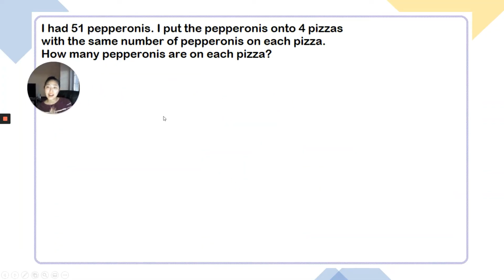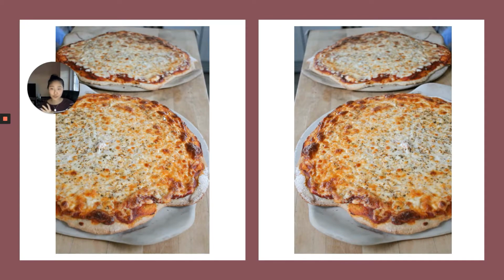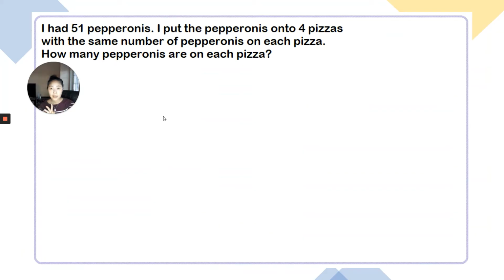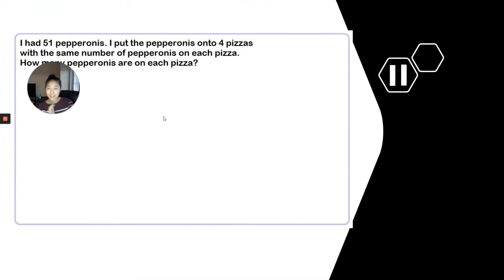So, I had 51 pepperonis, and I'm trying to put that onto 4 pizzas, just like I showed you in this picture. And make sure that there's the same number of pepperonis on each pizza, because it wouldn't be fair if one pizza got more pepperonis than the other. So that's what we're working on today.